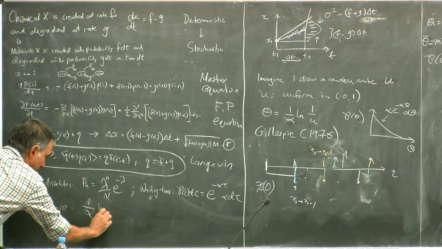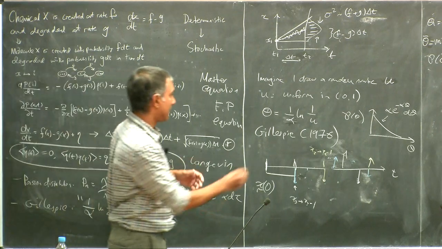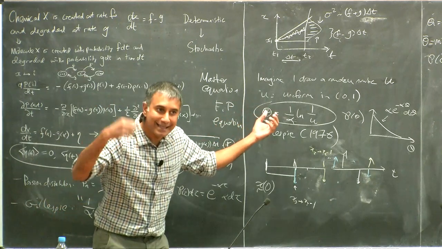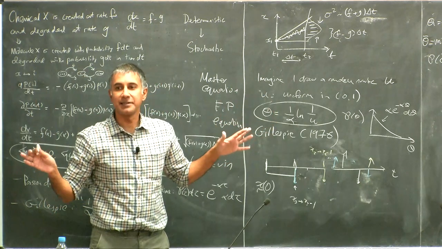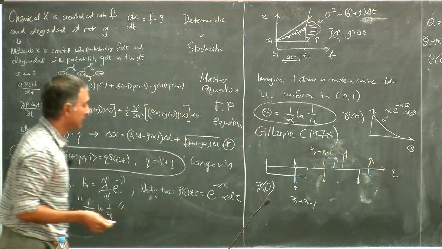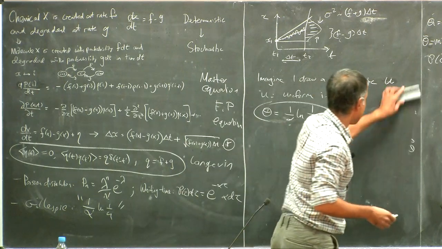1 over alpha log 1 over u is the little thing you have to keep in mind, right? If you remember this, that's how you get the next waiting time. If you remember that, everything else is easy. Okay, fine. Okay, let me erase this and keep going.